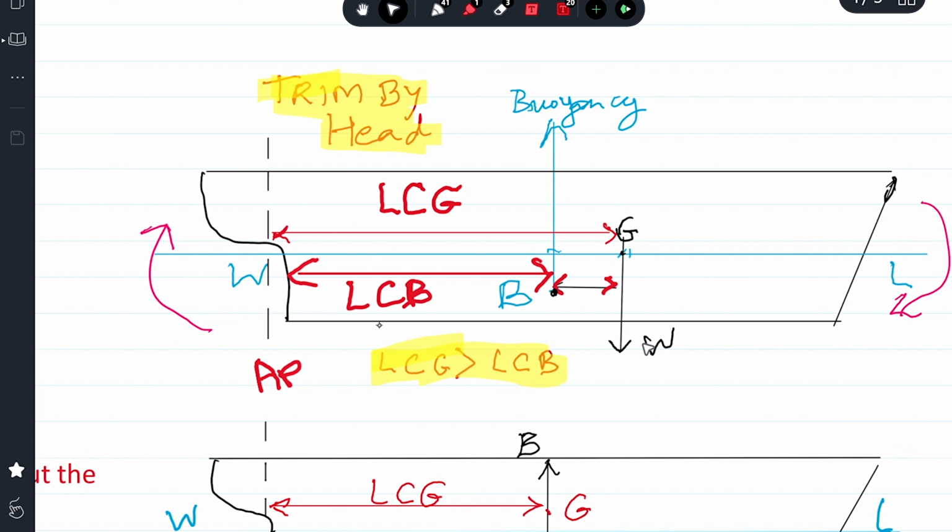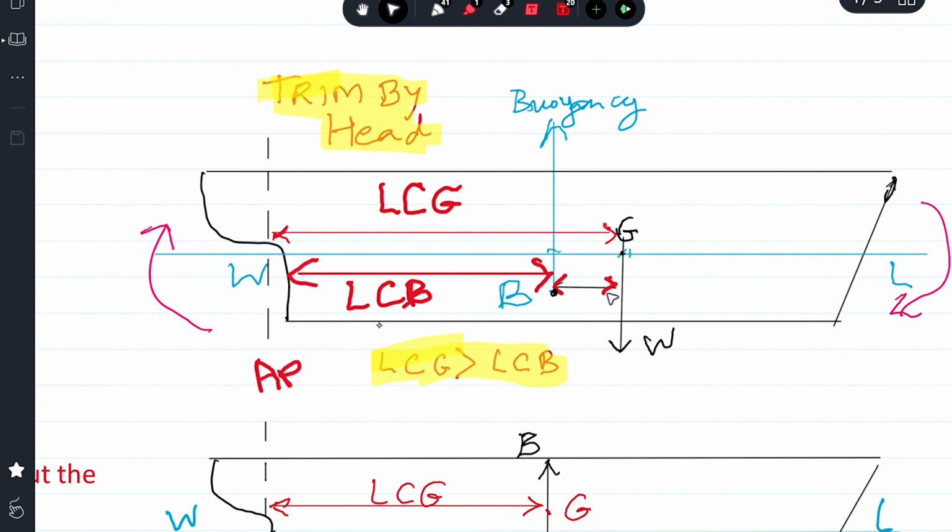So this couple, you can easily see how it is going to rotate the ship. It's going to rotate the ship in a clockwise direction, meaning you will be trimming by head. The ship will trim by head by this couple. So if LCG is greater than LCB, you will have trim by head.